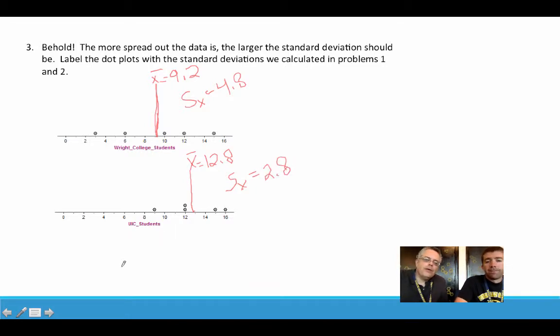So I wanted to look at it. The Wright College students were more spread out, so they should have a higher standard deviation. If our standard deviation is doing its job, the more spread out they are from their mean, the higher the standard deviation. So we see that's true. UIC students' data wasn't as spread out, so their standard deviation should be smaller. Standard deviation is a measure of how spread out they are from their mean. So the lower the standard deviation, if we had one of 0, we'd all be at the same point. That's a good point to remember.